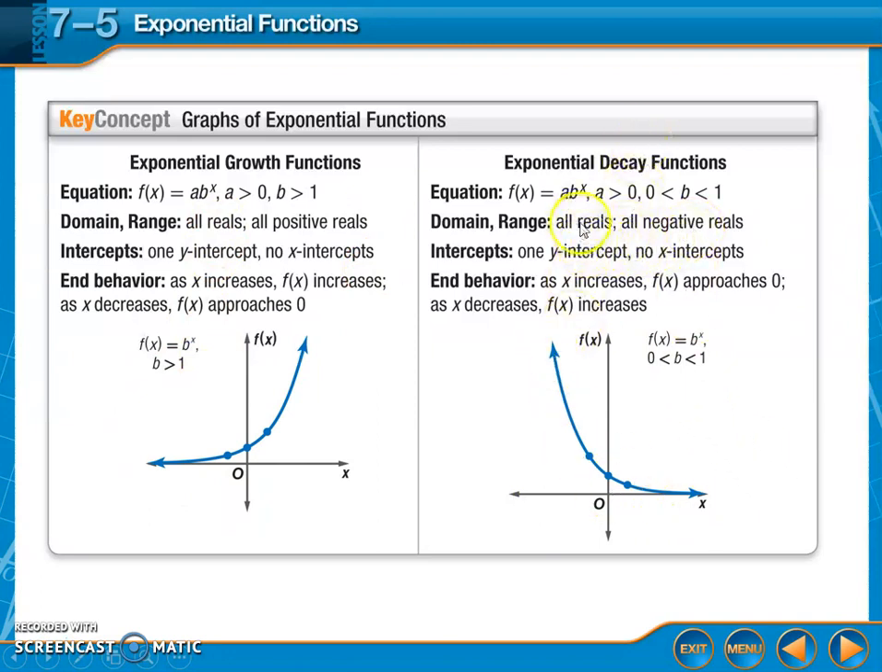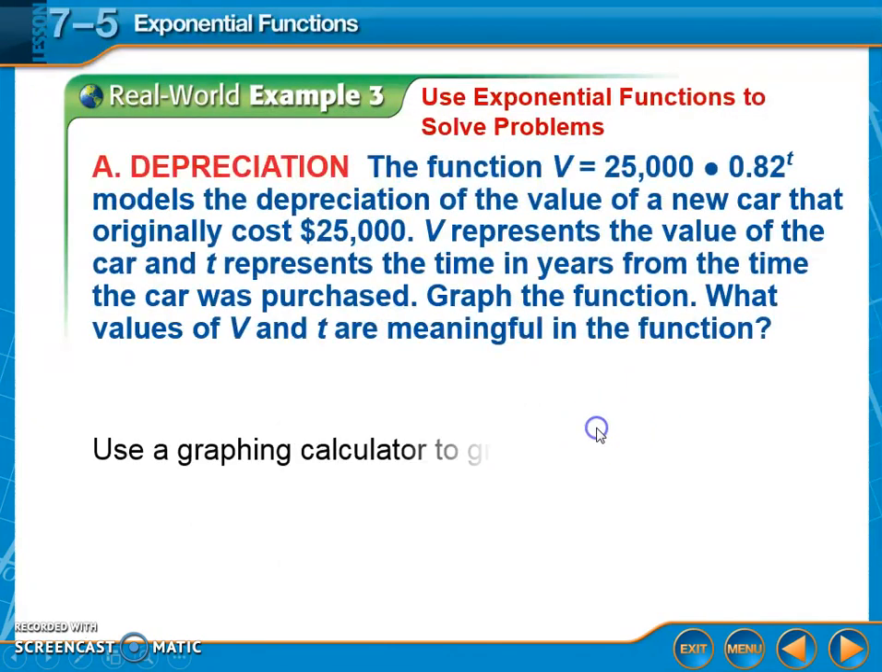Actually, I don't like that for range, all negative numbers. That's not the right thing right there, okay? Because right here, our range would be still all positive numbers, so that's not really cool. All right, there's one y-intercept. There are no x-intercepts in this formula, okay? All right, let's keep going.